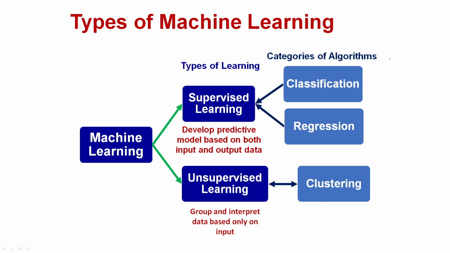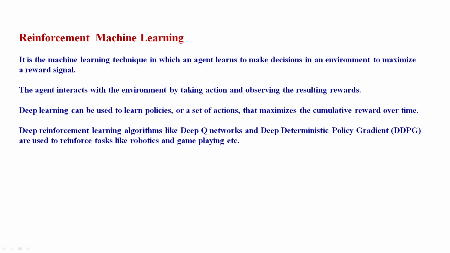Supervised learning means you have a predictive model based on both input as well as output data. But in the case of unsupervised learning, you have only input and you have to group the data and interpret it. That you have learned in the last 10 lectures or so. But what is reinforcement learning?